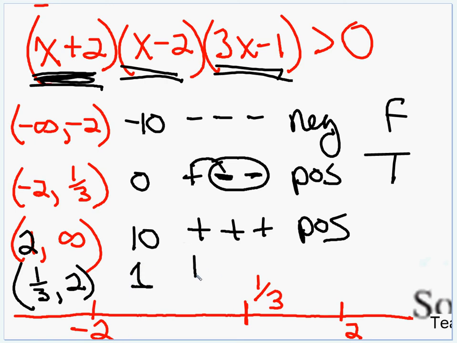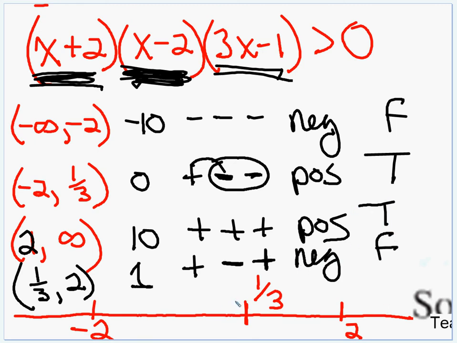1 plus 2 is positive. 1 minus 2 is negative. 3 times 1 is 3, minus 1 is positive. So positive times positive is positive. We hit it with another negative, and that is negative, and therefore false. And that one was true.